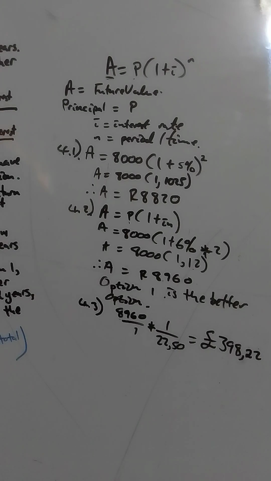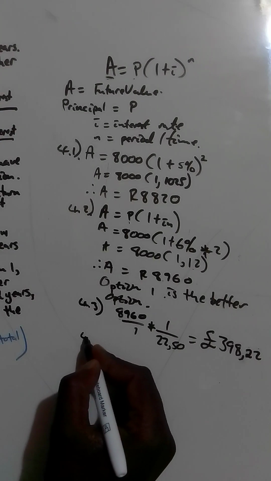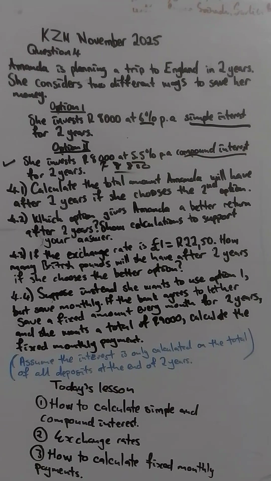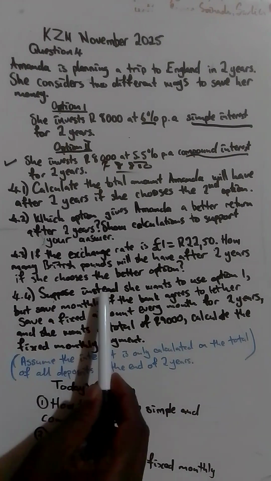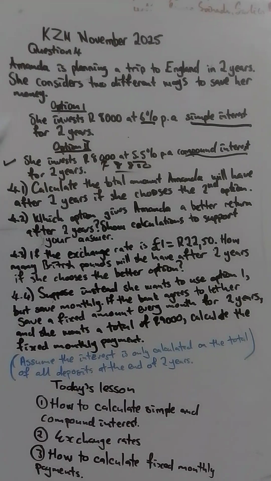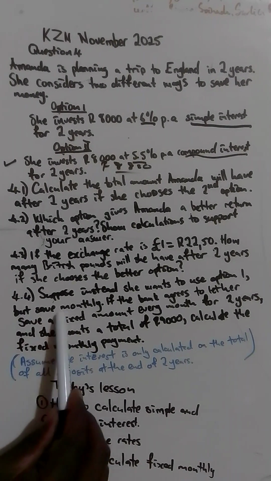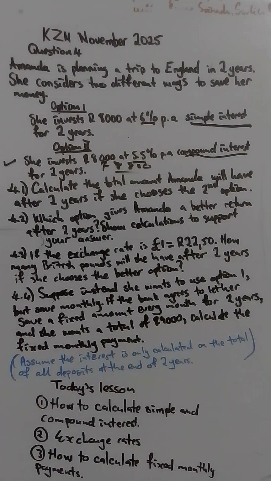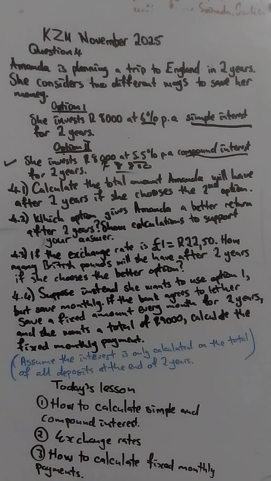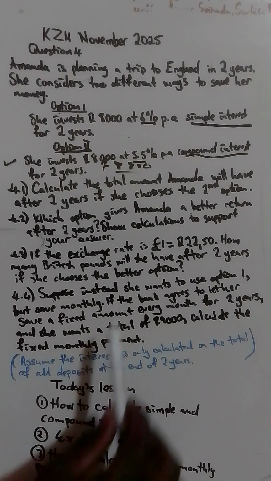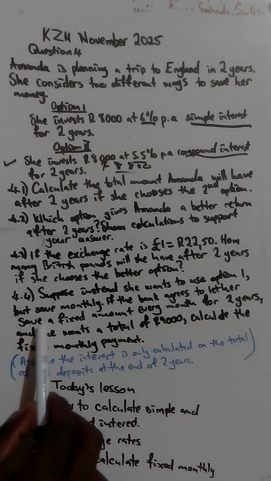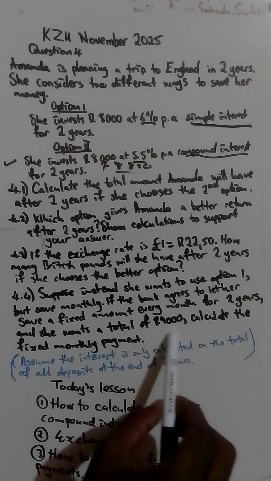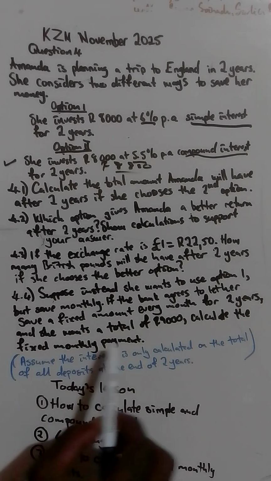Then we go to the last question, which is question 4.4. Now let's see what question 4.4 wanted. It says, suppose instead she wants to use option 1. So she wants to use this option of 8,960, but save monthly. So instead of giving the 8,000 rands all at once, no, that's not what's happening. The money is going to be contributed on a monthly basis. If the bank agrees to let her save a fixed amount every month for 2 years, and she wants a total of 9,000 rands, calculate the fixed monthly payments.